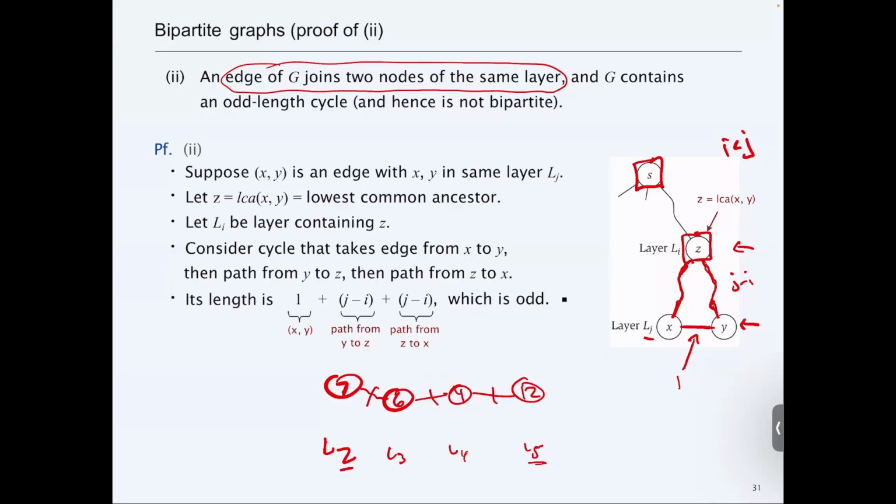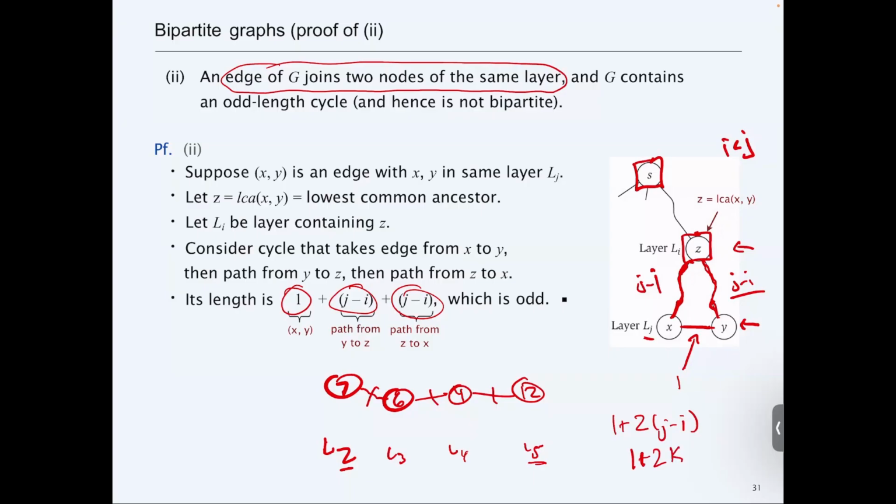Well, what is the path length from Z down to X? It's the same thing. It's just J minus I, because it's the same going from layer Lj to layer Li. So therefore, the length of that path is also J minus I. So the total length becomes 1 plus J minus I plus J minus I. Well, that's just simply 1 plus 2 times J minus I. Well, that's just 1 plus 2 times some integer k. Well, that's an odd number.